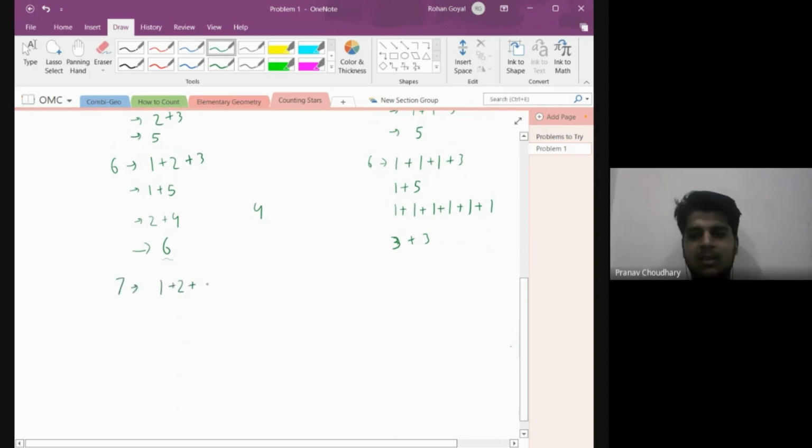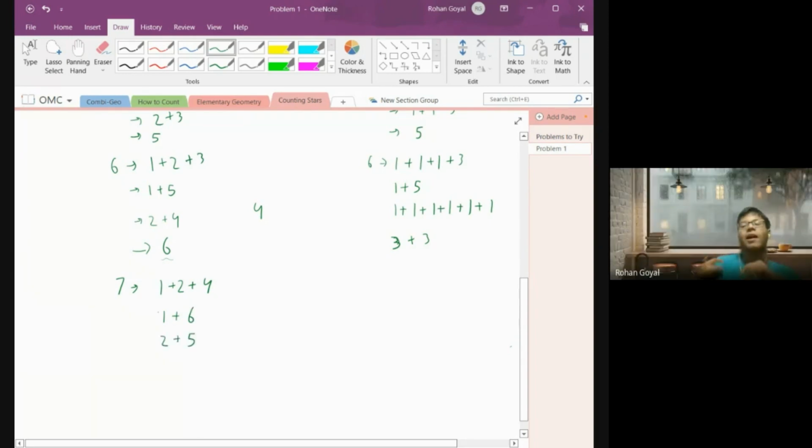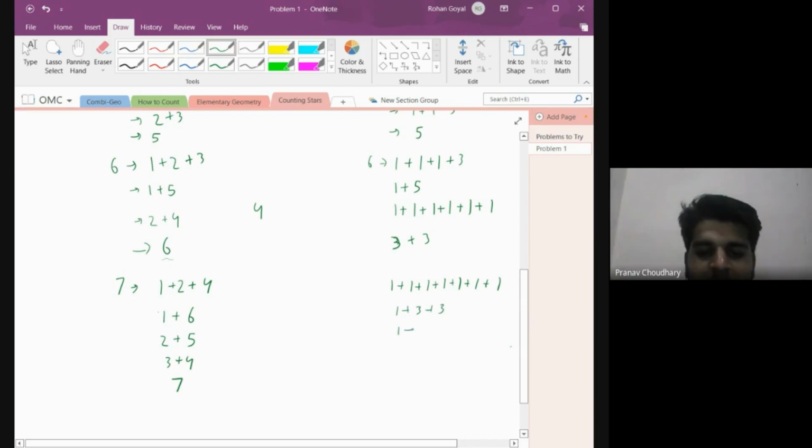I had one thing to ask you. Like 6 can also be mapped to this 1 plus 1 plus 1 thing. And 2 plus 4 can also map to 3 plus 3. I've written according to the bijection I have in mind. Maybe some different bijection. I think I got the bijection. Can you tell? Just a second.